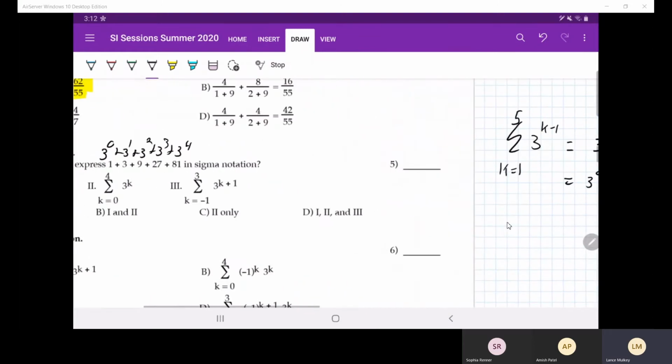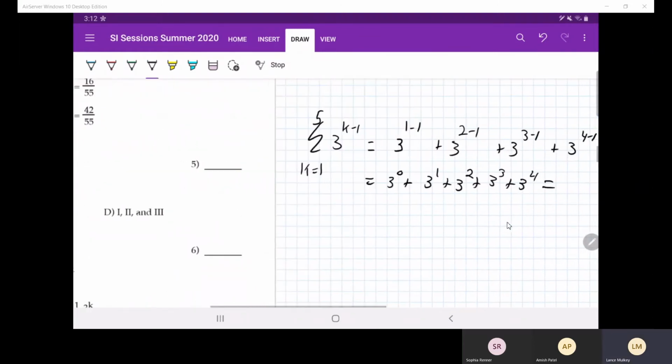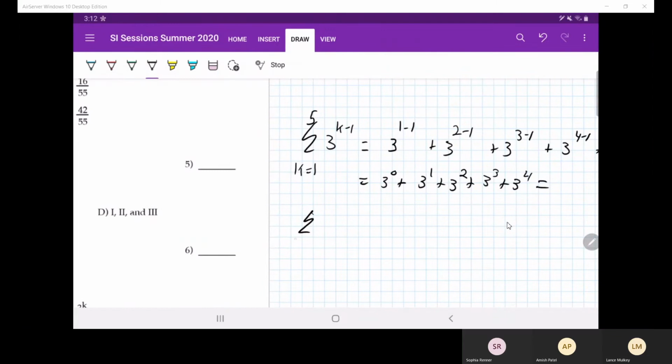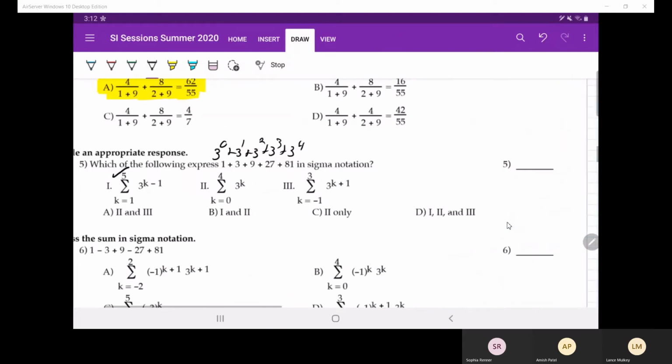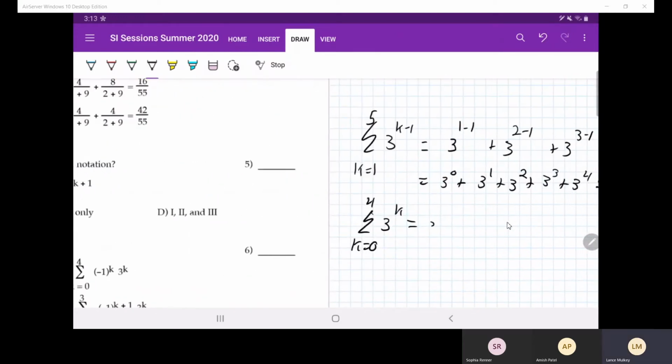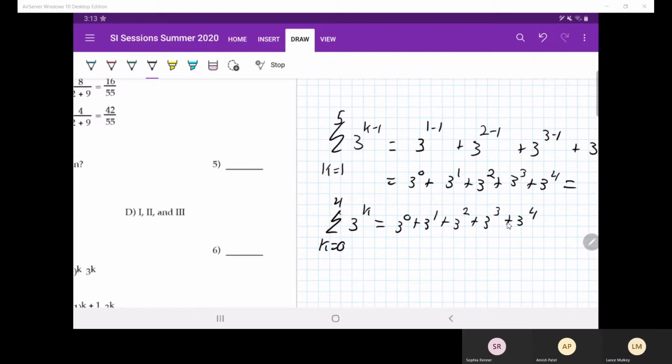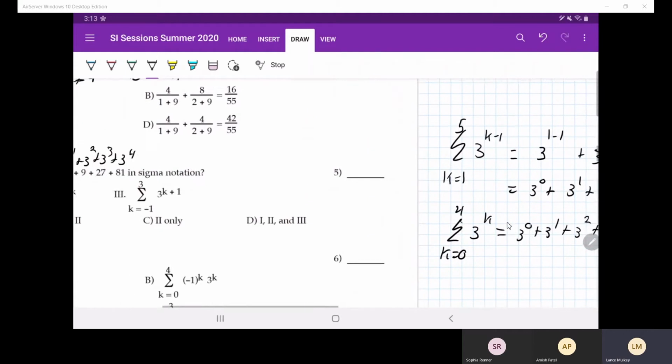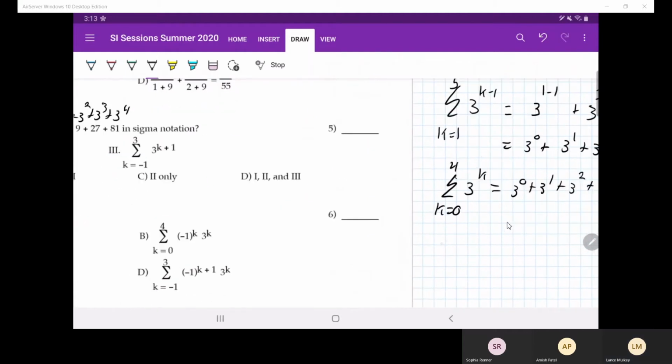Now, second one, k equals 0 to 4. And that equals, there's the pattern. And the next one is, I always hated that you could do negative numbers too.